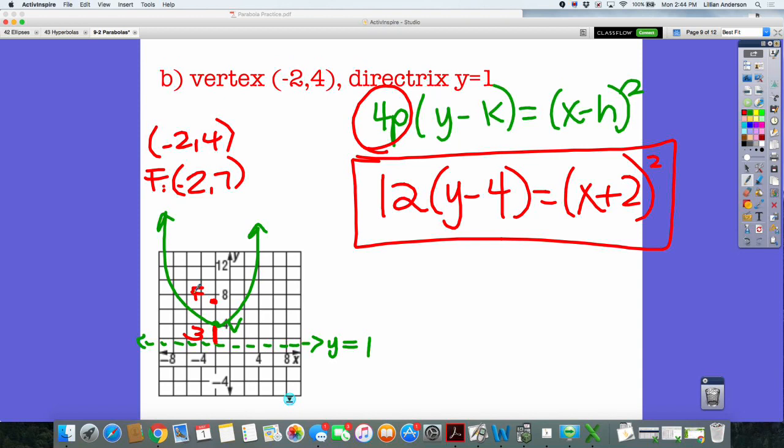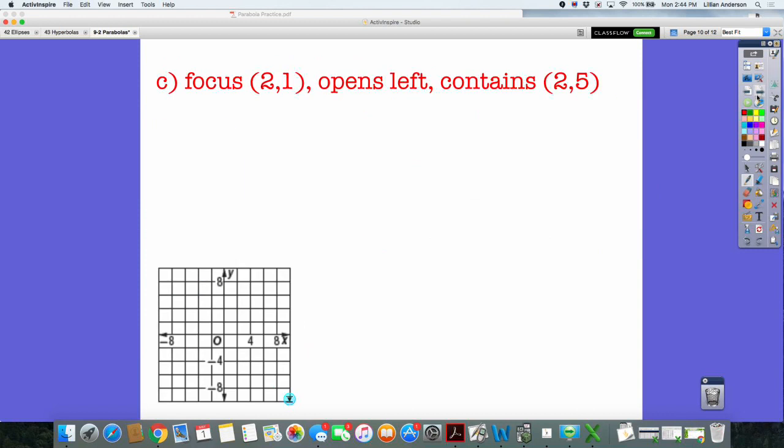Because we're just writing the equation. I mean, I already graphed it, so I don't know why I didn't get that right. I don't know why. Found the focus. Okay.